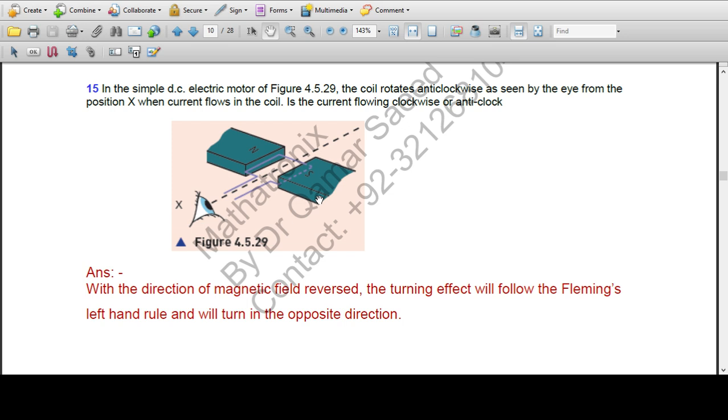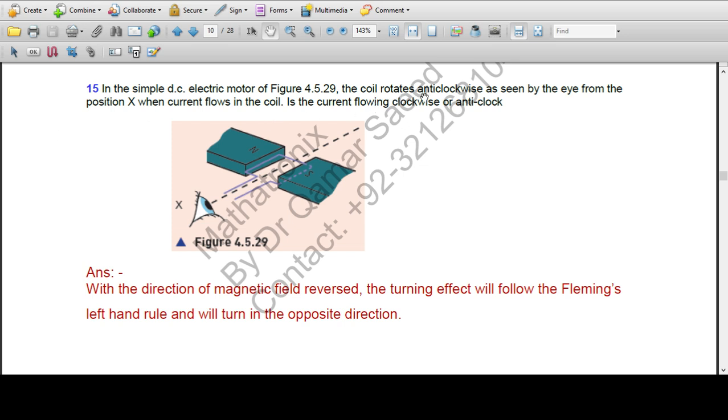The field is moving from north to south, and if the direction of the magnetic field is reversed, the turning effect will follow Fleming's left hand rule and will turn in the opposite direction.